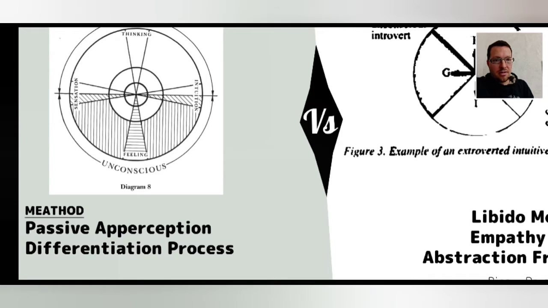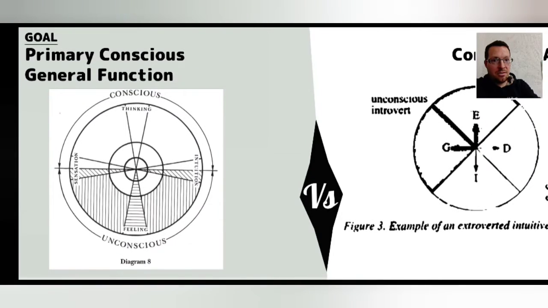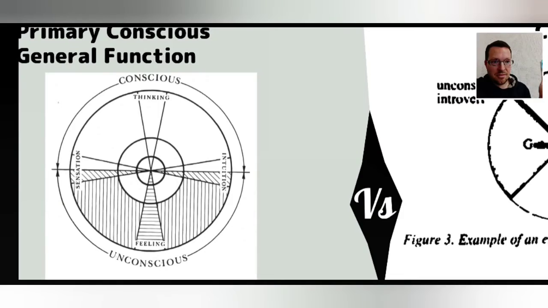And we're going to pair all of your passive apperception with each function and figure out in which space you are consciously attempting to direct passive materials. And that's going to tell you a lot of really interesting things. But you will come away with what your primary conscious general function is. And it will be one of four, which you probably are already familiar with: thinking, feeling, sensation, and intuition.